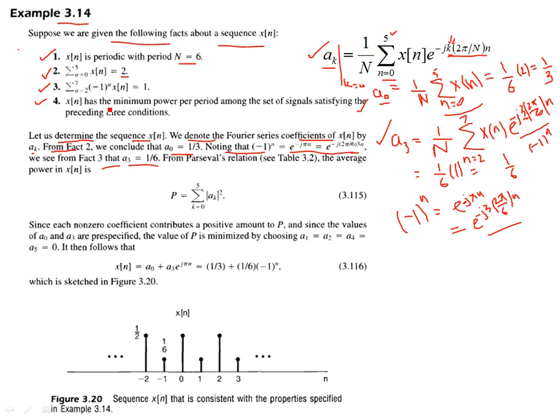The fourth fact says that x of n has the minimum power per period among the set of the signals satisfying the preceding 3 equations. So what is the minimum power that we can have?